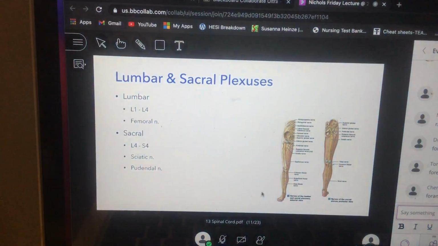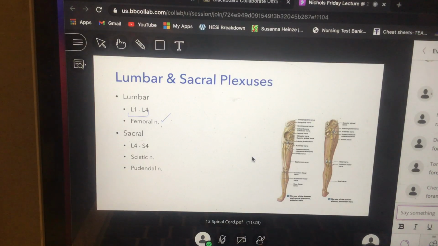Okay. Then the lumbar plexus and sacral plexus. These are big, massive, and have a lot going on, but we don't want you to know a whole lot about them. Just lumbar plexus, L1 through L4, lumbar 1 through lumbar 4. The major nerve that comes out of the lumbar plexus is called the femoral nerve. That's the major important nerve of the lumbar plexus.